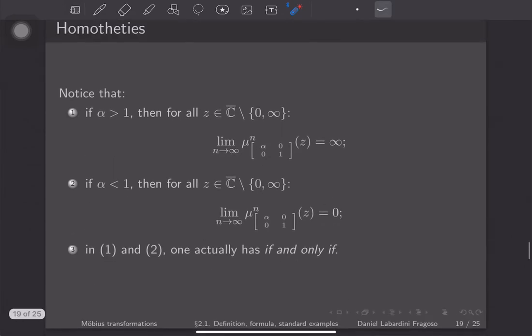Okay, so some properties that actually are important. So let me tell them, right? If alpha is greater than one, then when I start multiplying with alpha, I really go to infinity. Right? Because I start getting big. I mean, alpha to the n starts getting arbitrarily large, so it goes to infinity. Right? So this limit is always infinity, provided I don't start with zero and infinity.